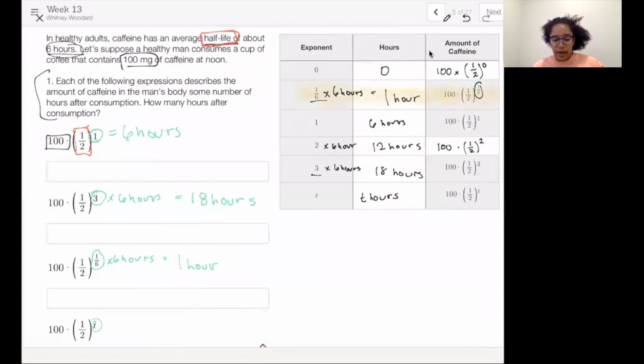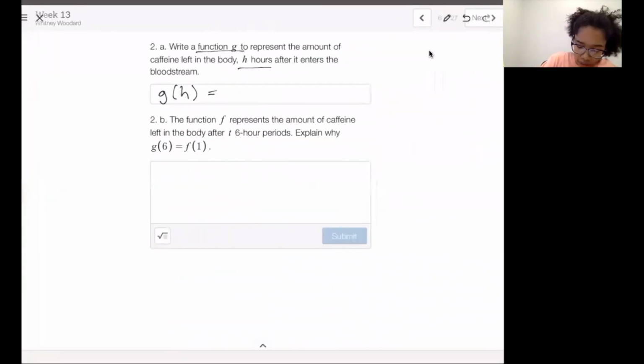And remember that this expression right here is telling us about a 6-hour time period, but we want to break it down and look at it hour by hour so that we can determine how much caffeine is there after 1 hour, how much is left after 2 hours, after 3, and so forth. So I'm going to be using the expression that talks about how much caffeine is left hour by hour. And that's the 100 times 1/2 to the power of 1/6. So remember, 1/6 is representing just 1 hour.